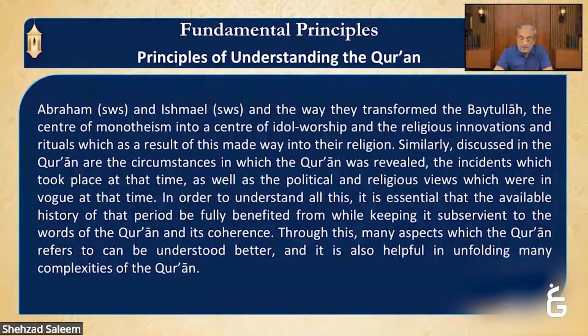Similarly discussed in the Quran are the circumstances in which the Quran was revealed, the incidents which took place at that time, as well as the political and religious views which were in vogue at that time. In order to understand all this, it is essential that the available history of that period be fully benefited from while keeping it subservient to the words of the Quran and its coherence. Through this, many aspects which the Quran refers to can be understood better, and it is also helpful in unfolding many complexities of the Quran.